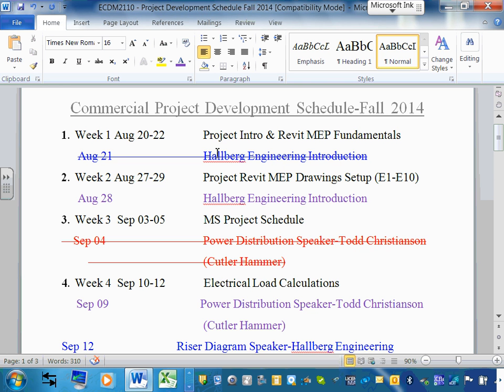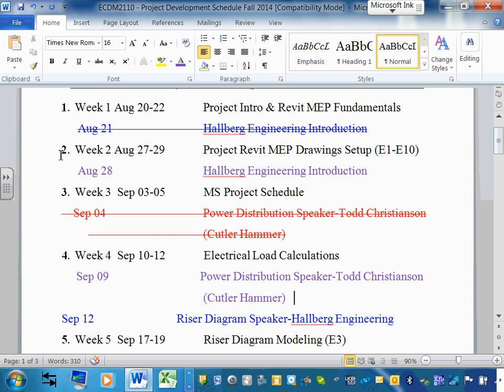Halberg was supposed to be here tomorrow. They apologize, they can't make it. They have a project, so they rescheduled to August 28th. So if you want to grab the 24th and just put 28th, that's the only change that we have. This project is 100% adopted by Halberg Engineers, meaning once a week one or two of their engineers will be swinging by and overseeing your work.